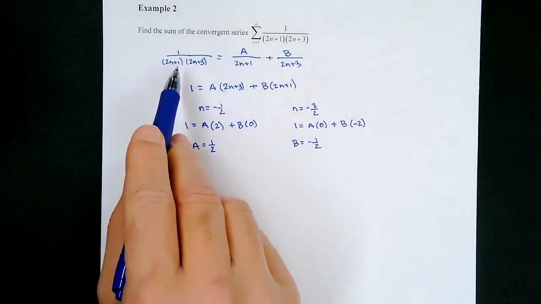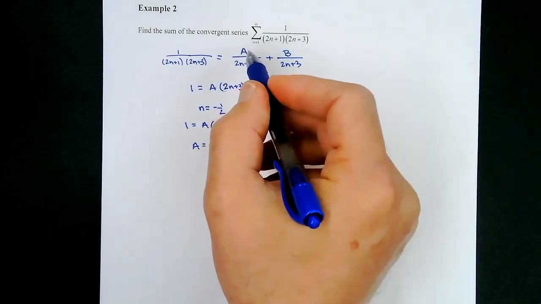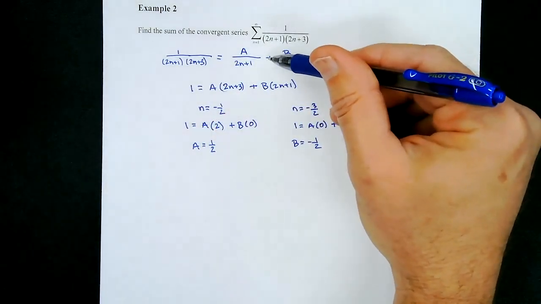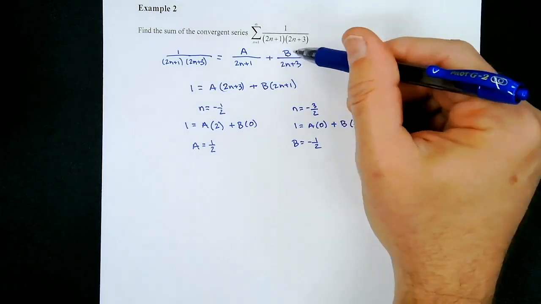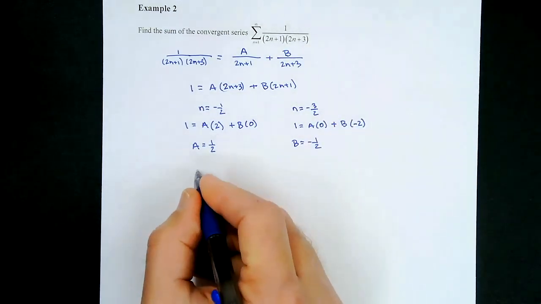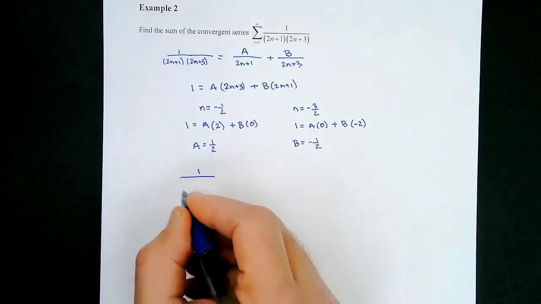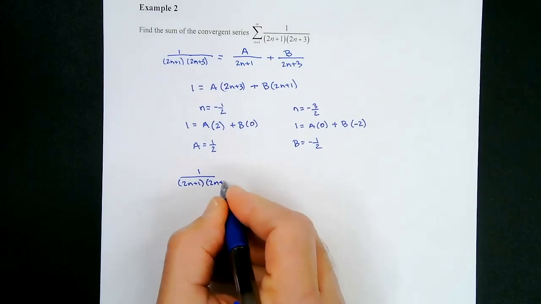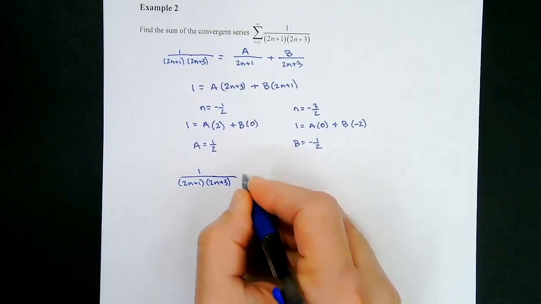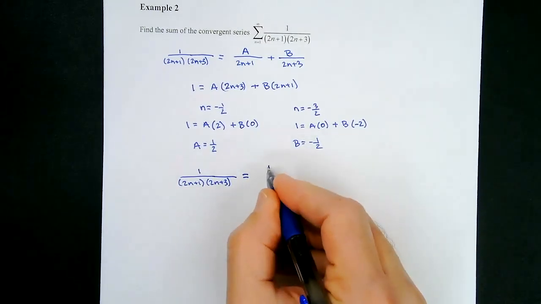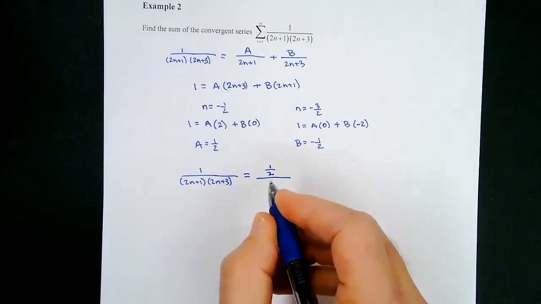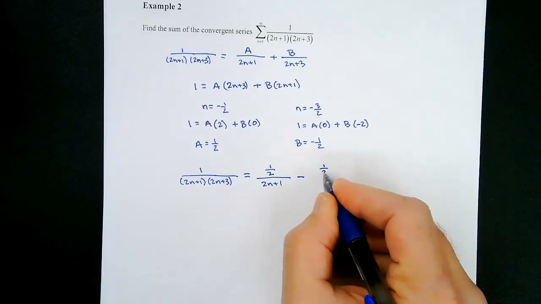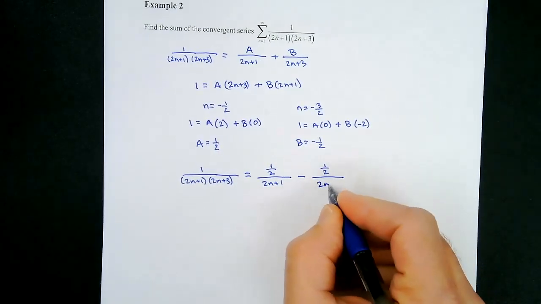Okay, so that means we can rewrite this as 1/2, and instead of plus, I'm going to write minus, since b is -1/2. So instead of writing plus a -1/2, I'm just going to write minus, and then the b is going to be 1/2. So 1 over 2n plus 1 times 2n plus 3 is equivalent to 1/2 over 2n plus 1, and then minus 1/2 over 2n plus 3.